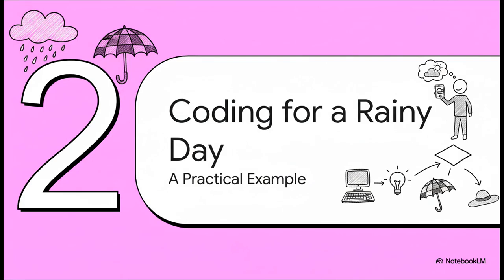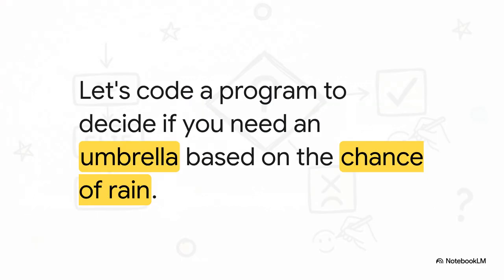All right, theory is one thing, but the best way to really get this is to see it in action. So let's build a really simple program that solves a common, everyday problem. We're going to code a little helper that decides for us whether or not we should grab an umbrella on our way out the door. And it's all going to be based on one simple piece of data, the percentage chance of rain.